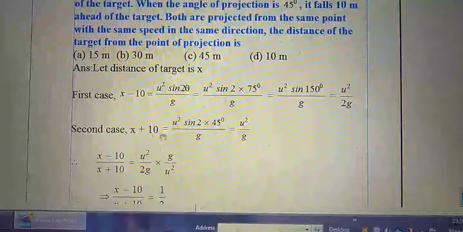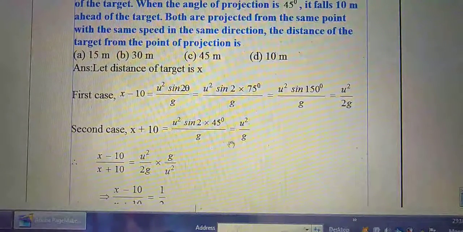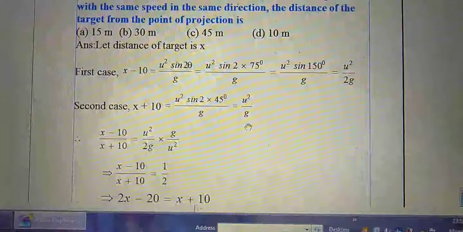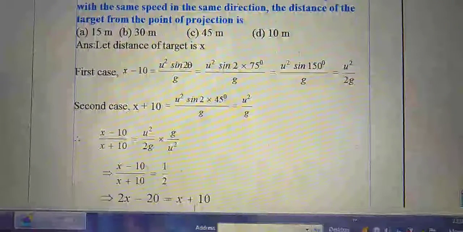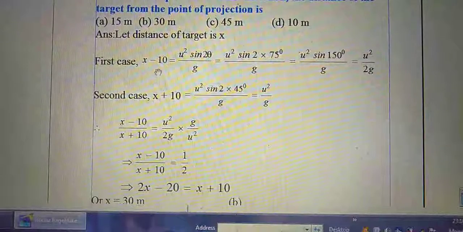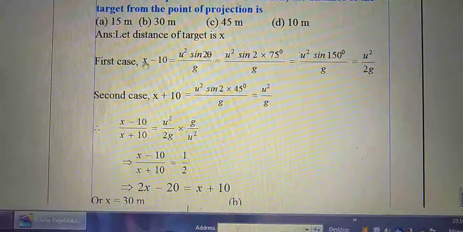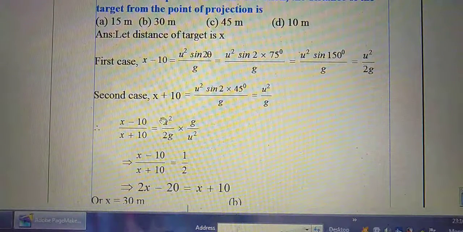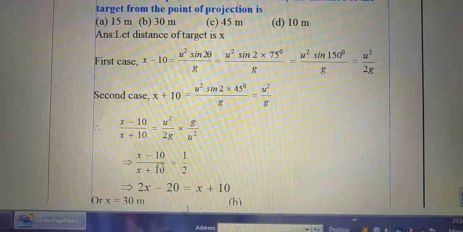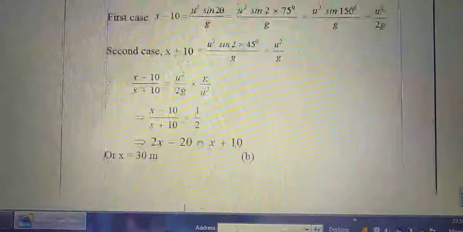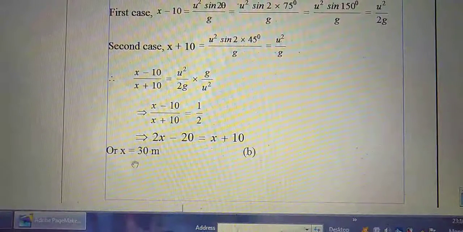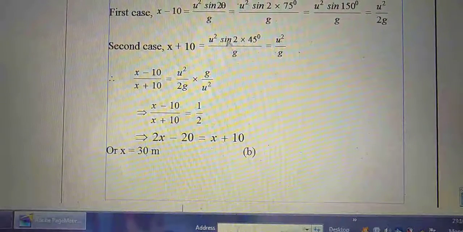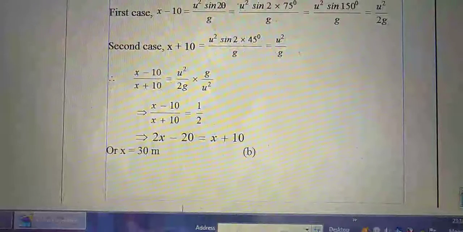Second case, x plus 10. After calculation, how much did you get? u square by g. Now our aim is to find the value of x. So divide the first one by the second one. After calculation, the value of x is 30 meter. The right option is B.